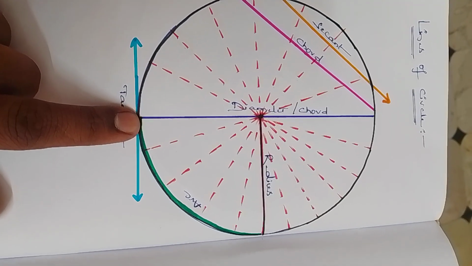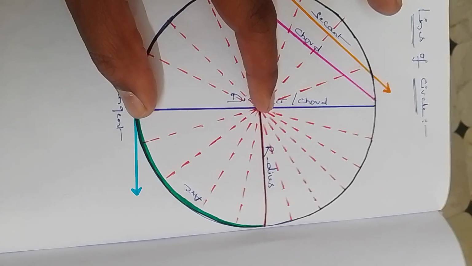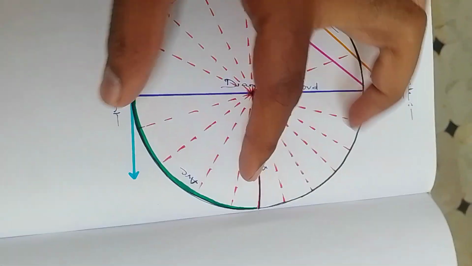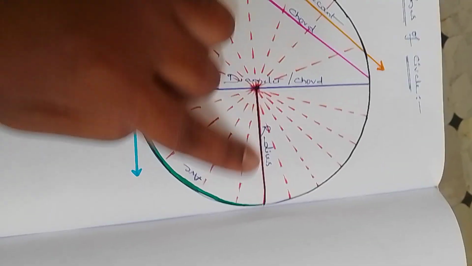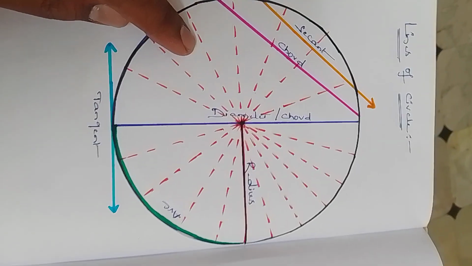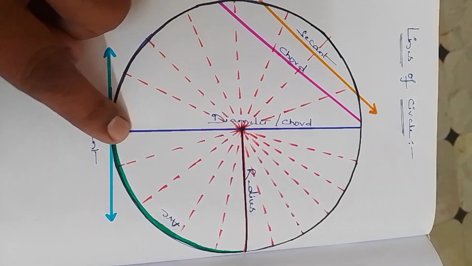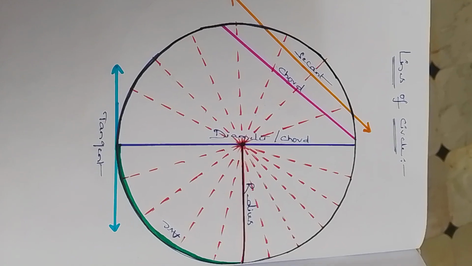Arc is a part of a circumference. It is a combination of two radii and one arc is called sector, guys. This pizza shape. Okay, and this is called the longest chord called diameter. I hope you understand this.